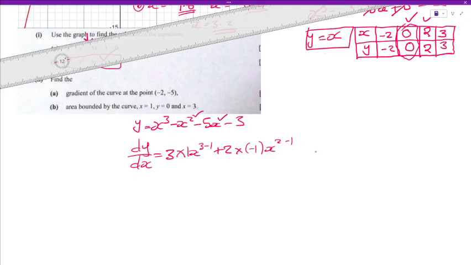What's the power of x there? It's positive 1. So positive 1 times the coefficient of x, which is negative 5. You can put that in brackets. x to the power 1 minus 1. And then to differentiate a constant, it just becomes a 0.